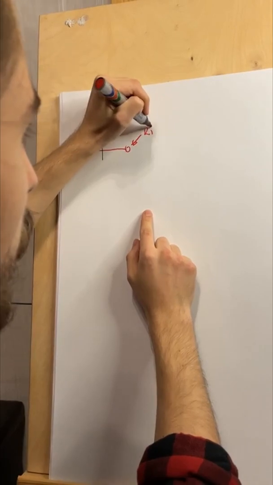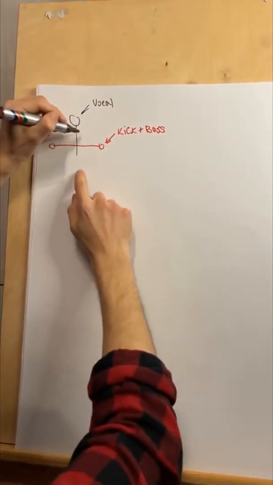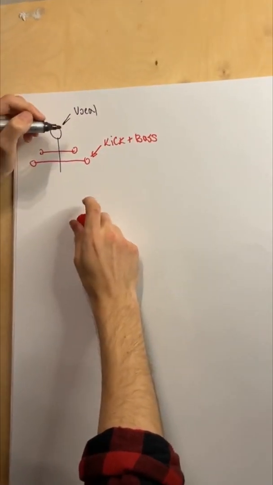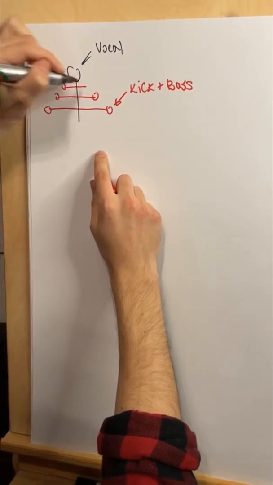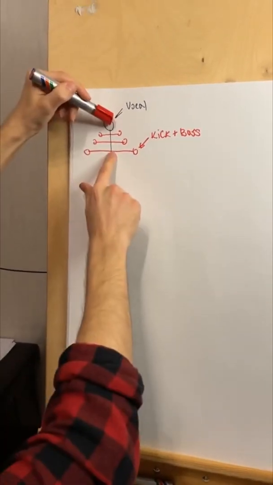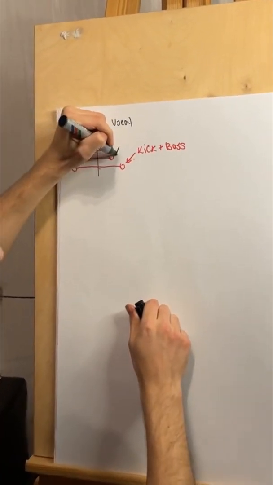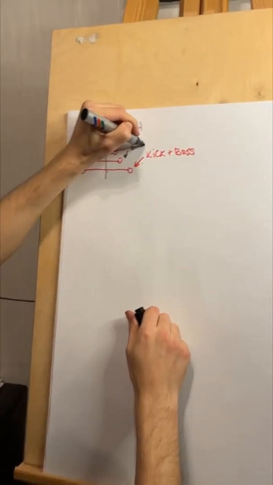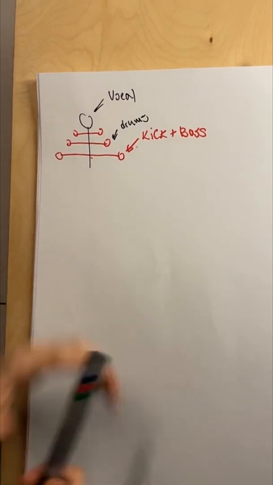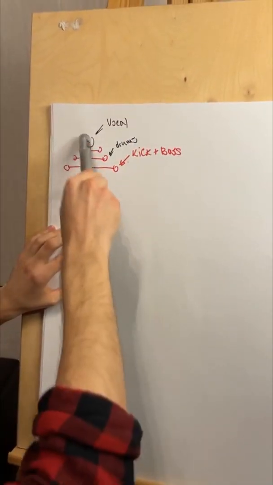Kick plus bass. Maybe we can have drums, and maybe other elements, okay? It's a little bit confusing, but let's say we have the vocal, we have the kick, maybe we could also have the drums and other instruments, okay? So basically, when you don't have a lot of stuff going on, you shouldn't really do a lot with this.